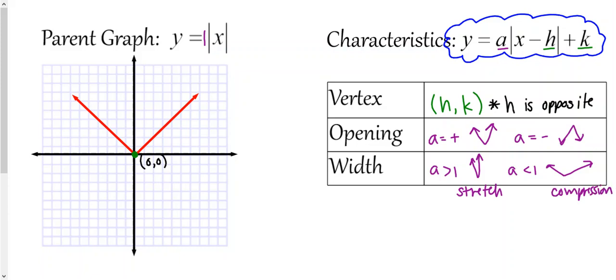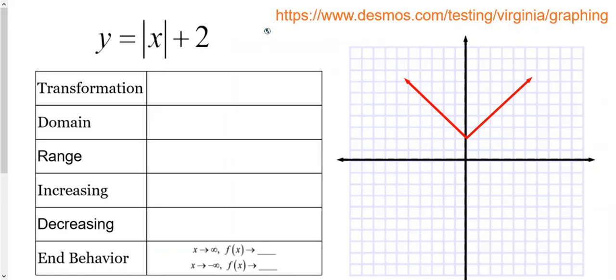So let's look at an example. y equals the absolute value of x plus 2. First it's asking what transformation occurred. From here, I'm going to circle my parent graph. So I have y equals the absolute value of x. And at the end, I have this plus 2. Anything at the end, that is a vertical transformation. So this graph went up 2.